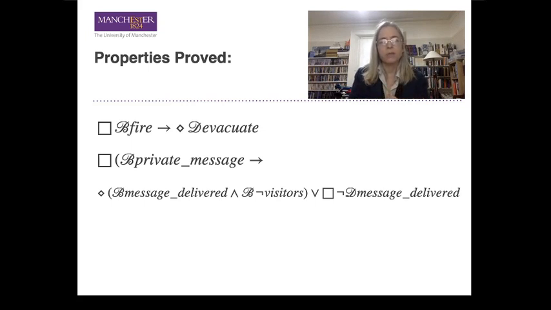We were also interested in persistence over time of things. So we had this property we tried to verify in some kind of system that delivers messages to a user, that if it had a private message, then eventually it would deliver that message at a point in time when there were no visitors, or it was never able to deliver the message. So that's what that property below says.